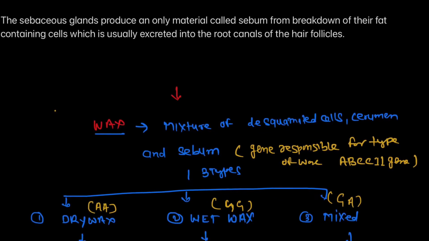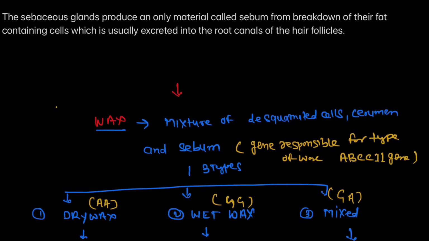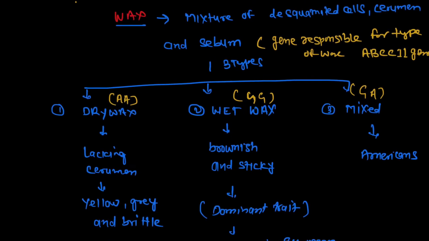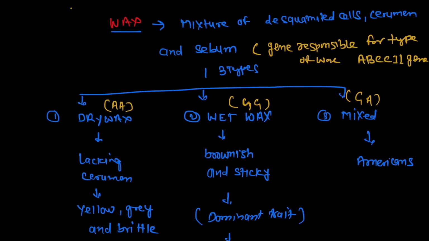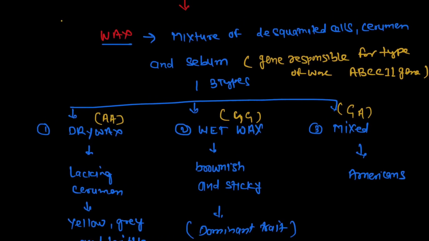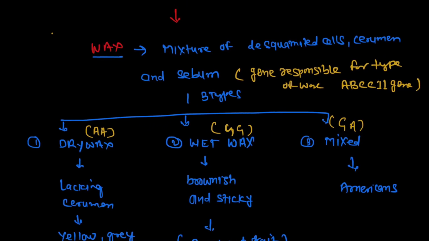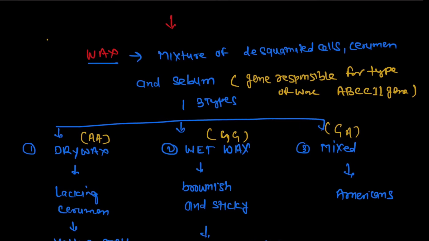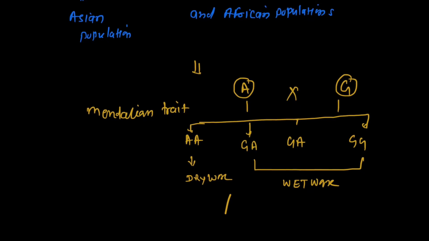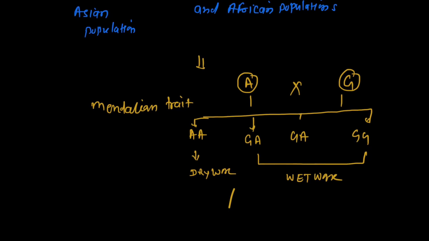This is the single gene responsible for wax type, and it is a Mendelian trait. Dry wax lacks cerumen and is yellowish gray and brittle, whereas wet wax is brownish and sticky. Mixed wax is in between, a mixture of dry and wet wax, and it's common in Americans, whereas dry wax is common in Asian populations and wet wax is common in European and African populations.